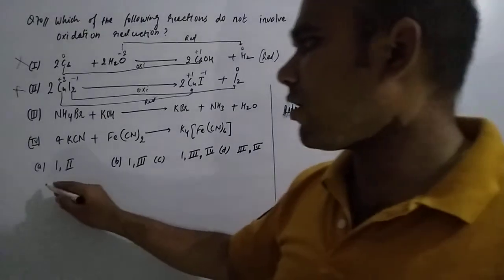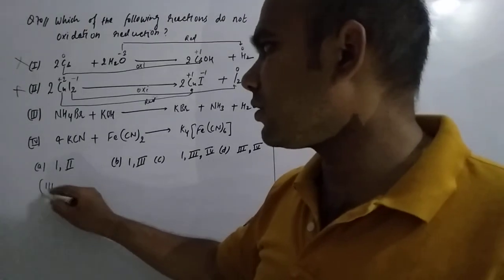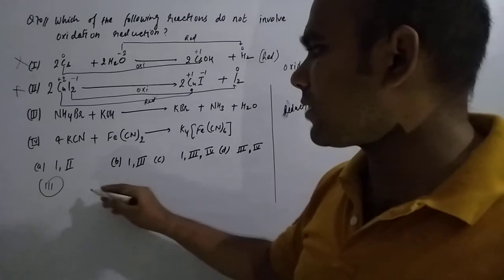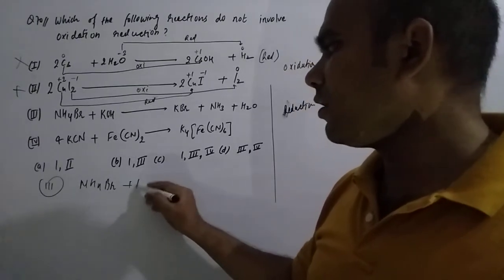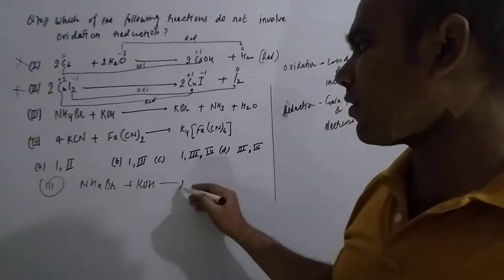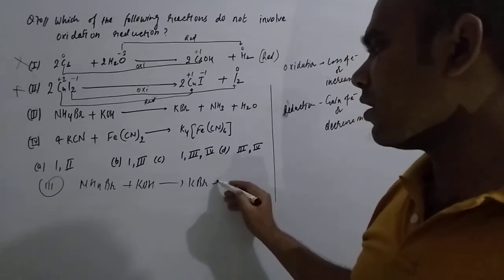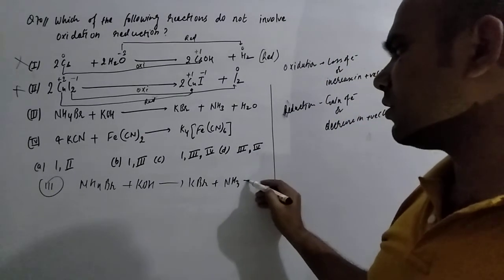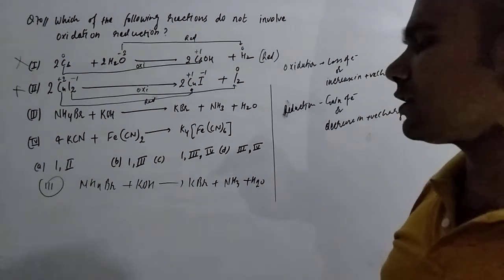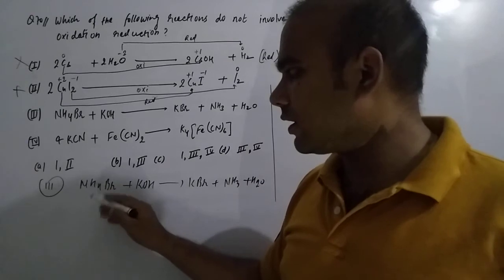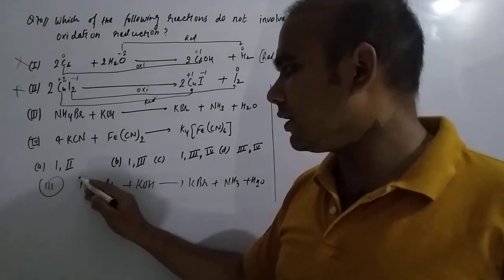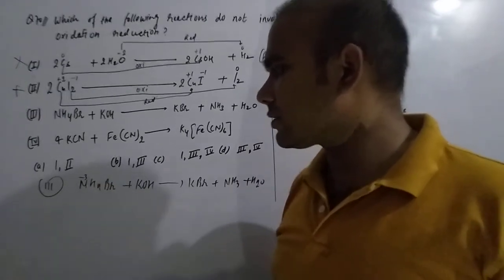Now let us check option number 3, student. Actually, because of space, I am writing it down here. NH4Br plus KOH is there. It forms KBr, okay, plus NH3 plus H2O. Dear student, check it out. So NH4Br, if you are talking about this, student, how much will it be? Here it is -3 oxidation state, right?